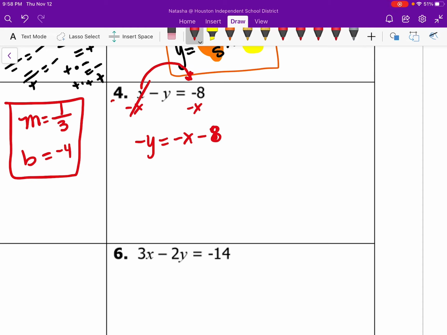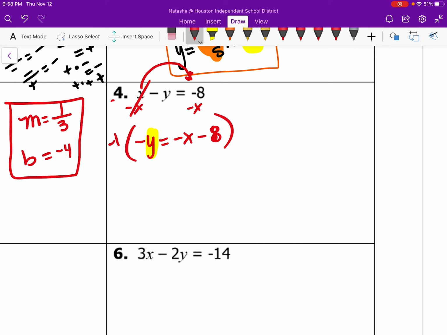minus 8. Now this is kind of a fun one because whenever we have this coefficient, whenever our y is negative, we can't have that be our answer. We're not looking for what negative y equals. We're looking for what y is equal to. So I have to get rid of that negative.